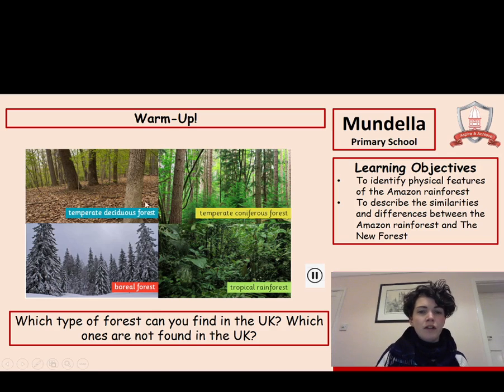Okay, well done for realising that we do not have the tropical rainforest in the UK. The others we can find in the UK. The boreal forest you can find in parts of Scotland, but it's the tropical rainforest that we certainly don't have in the UK because we don't have a tropical climate.